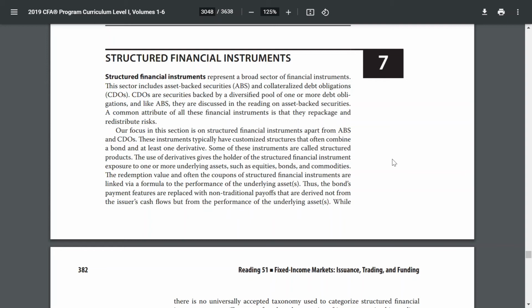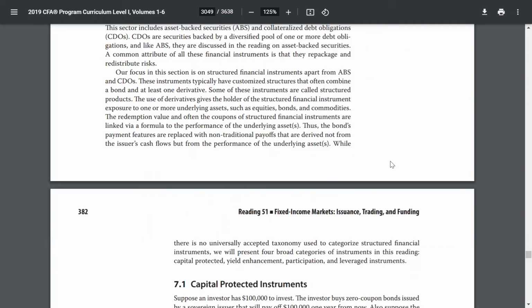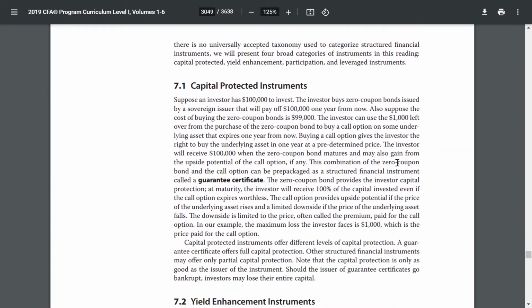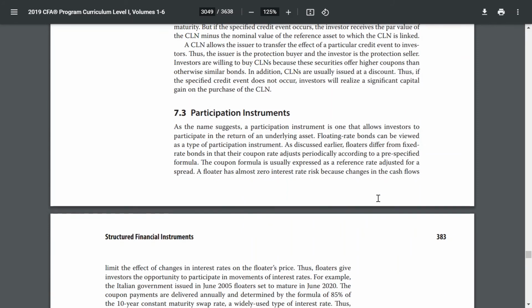While there is no universally accepted taxonomy used to categorize structured financial instruments, we can present four broad categories of instruments in this reading: the capital protected instruments, the yield enhancement instruments, the participation instruments, and the leveraged instruments.